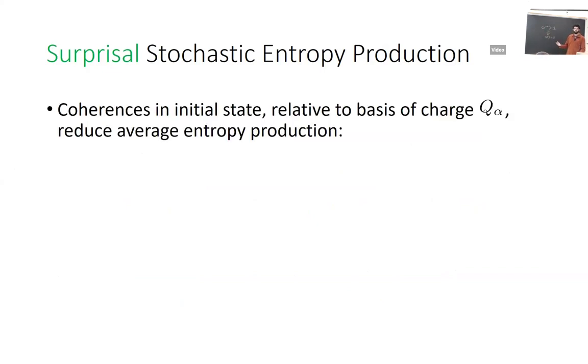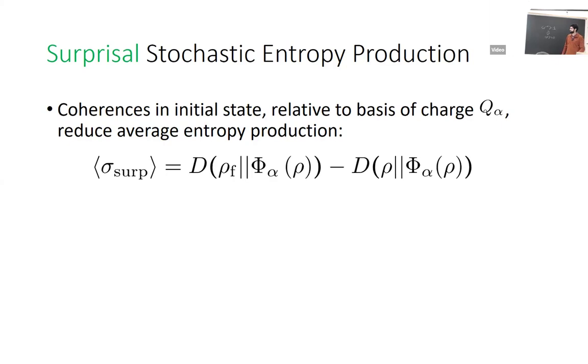And here the key takeaway is found in the average. This average looks pretty similar to what we saw before. There's a relative entropy showing up, except there's also a second relative entropy. And both of these don't just have the state rho in the second argument, but they have rho acted on by a quantum channel, which is just dephasing in the basis of charge alpha. And again, alpha was just some arbitrary choice for where we defined the surprisal. This is the same choice.